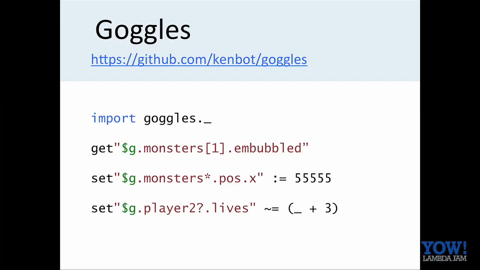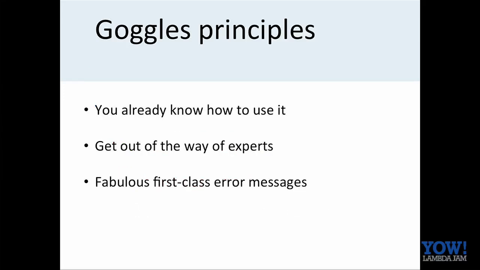So here, this is compile checked, and so dot monsters will automatically generate a lens that gets the case class field of monsters out. Square brackets 1, you know what that does. It's an index. And then for set, it's just the same with a setting operator, but that's just regular Scala, that part. And it does what you expect. So the design principles are you already know how to use it, but then once you learn it, it gets out of the way of experts too.